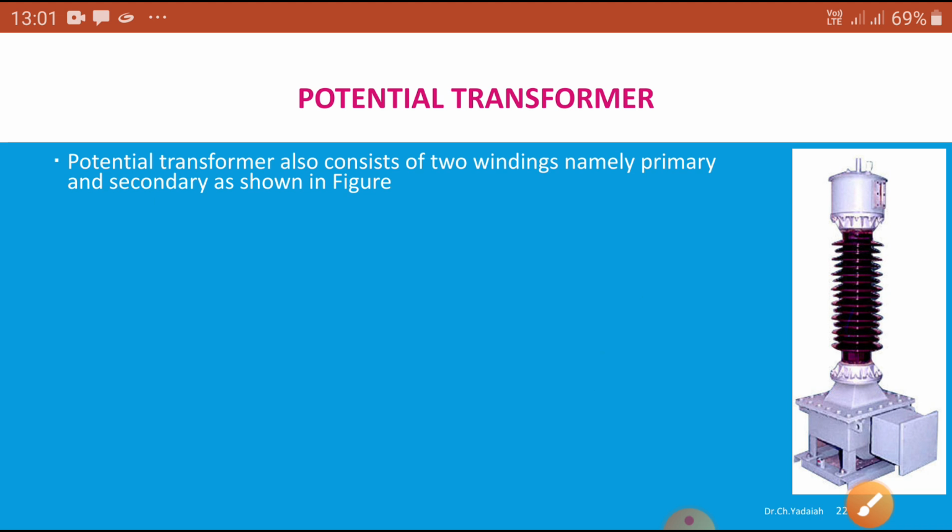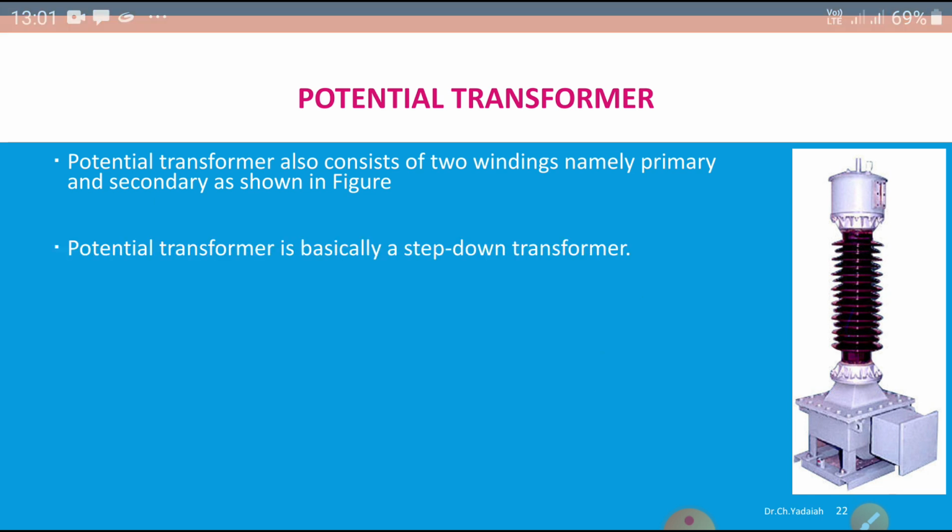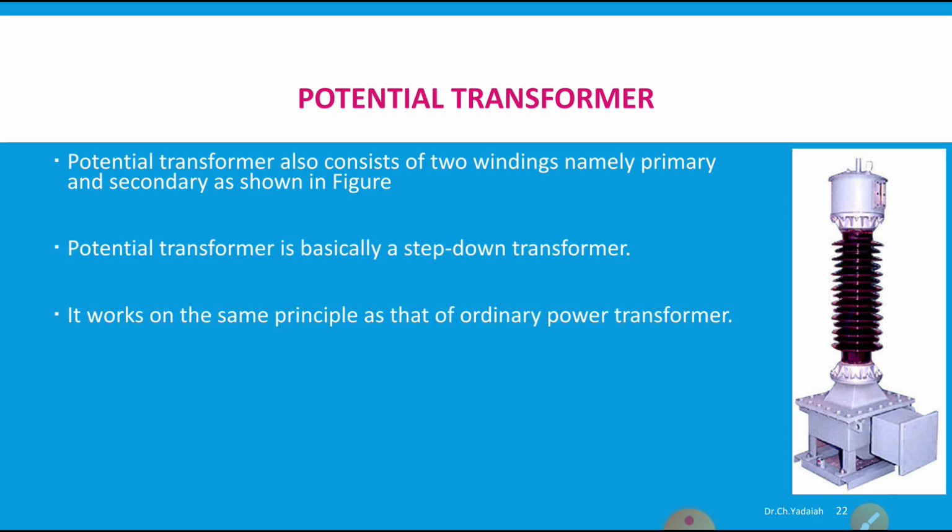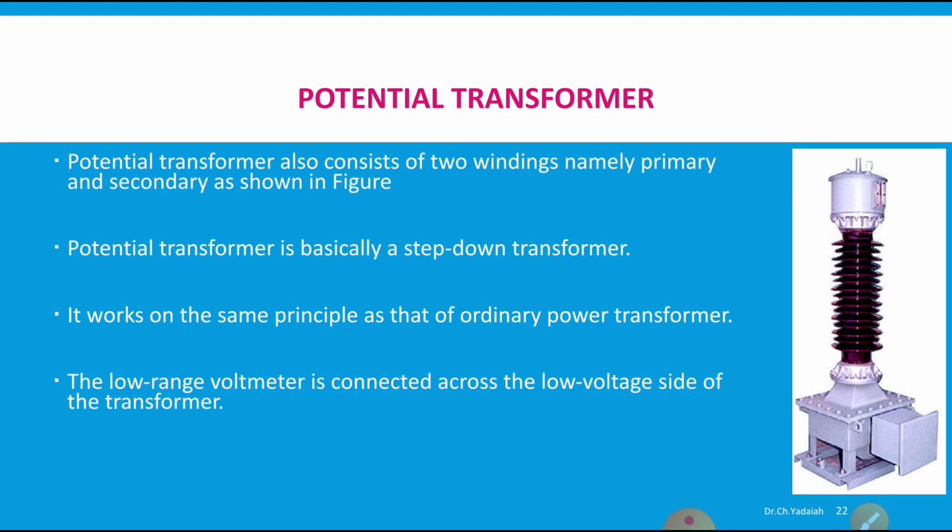The potential transformer is basically a step down transformer. It works on the same principle as the ordinary transformer. A low range voltmeter is connected across the low voltage side of the transformer. The voltmeter is calibrated to read the high voltage, or it is provided with a multiplying factor, similar to the CT.